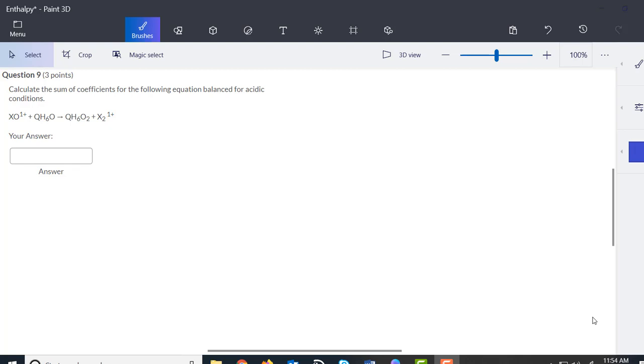So question 9 is your typical redox balancing kind of question. So I'm going to go through and show you how to do this specific example. And this will be for questions 9 and 10. They're going to be very similar in the way you'll set them up.